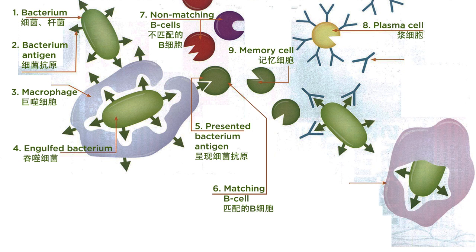The matching B cell also replicates to produce memory cells, which will rapidly produce copies of itself if the specific bacteria ever returns. The plasma cells release antibodies, which disable the bacteria by latching onto their surface antigens. The antibodies also mark the bacteria for destruction. White blood cells, called phagocytes, recognize the antibody marker, engulf the bacteria, and digest them.